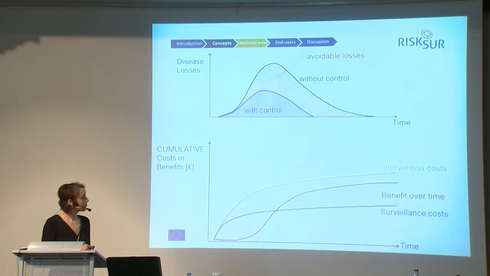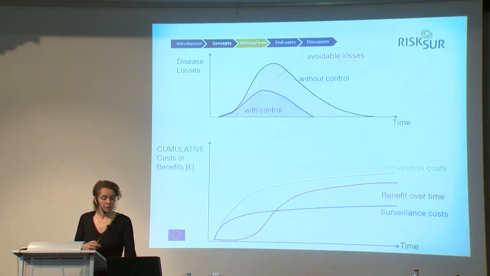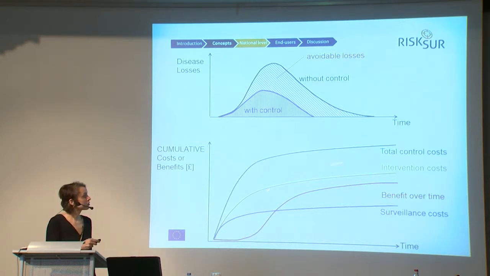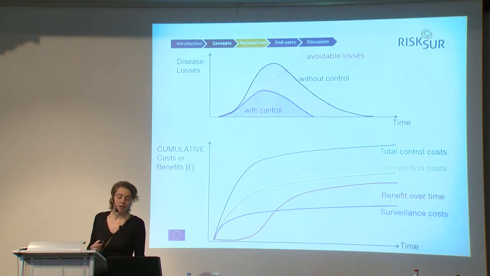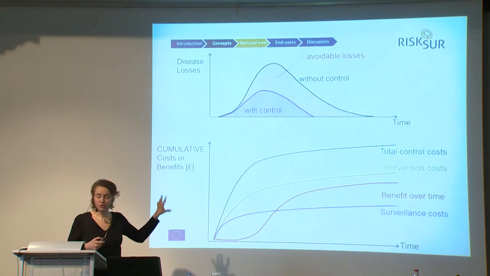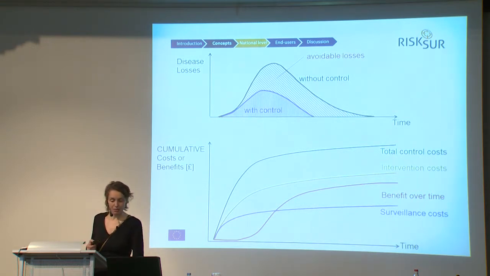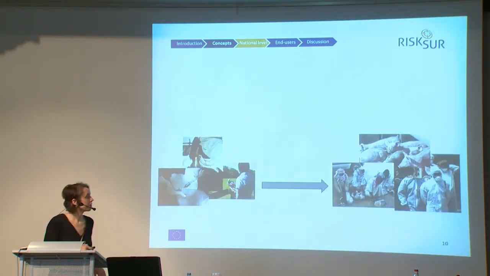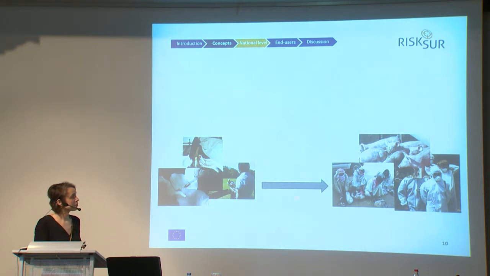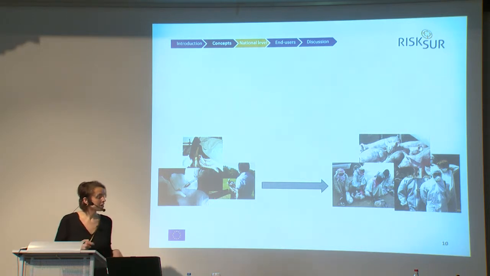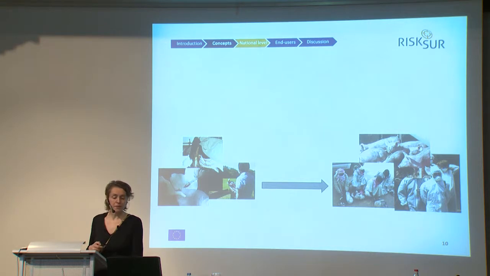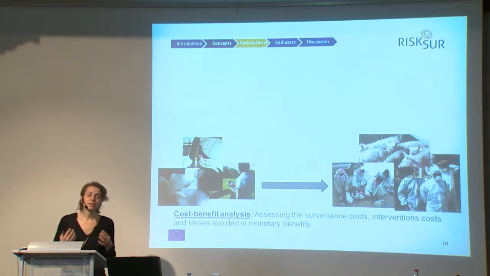And then surveillance costs on their own may be lower than the benefit over time, but together, in any case, the total control costs would be much higher than the benefit over time. There are many situations where this would look totally different, but I just want to explain the basic principle. So if we keep this in mind and think about our surveillance, the information it provides for intervention and loss avoidance to happen, in a cost-benefit analysis, that is exactly what we do.